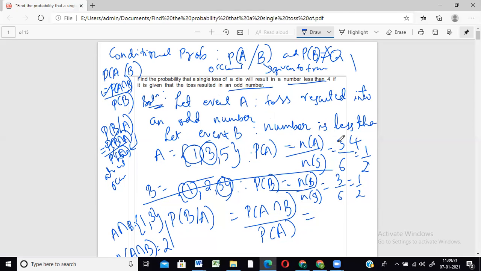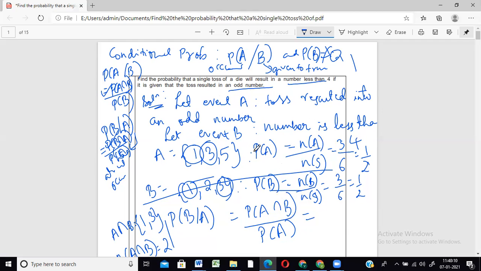But there is no rule that this one has to be the odd number and this one has to be less than 4. That's your choice. So if you do it the other way around, meaning if you take B as the odd number and event A as less than 4, then it will be entirely reversed, A such that B. Okay, so then the formula will also change.